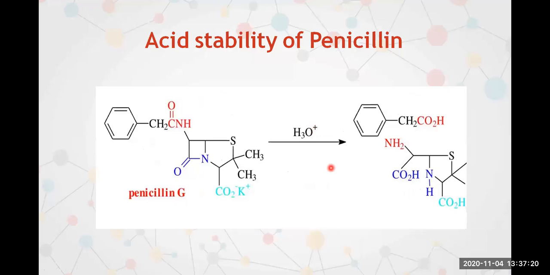Another stability problem of penicillin and the other beta lactam antibiotics is acid stability. Okay, because this bond is labile, both the amide bonds, you can take the amide bond of the beta lactam which is inside the ring, or the amide bond at position number 6 which is outside the ring. Both the amide linkages are acid labile. That means they can break down in highly acidic conditions.